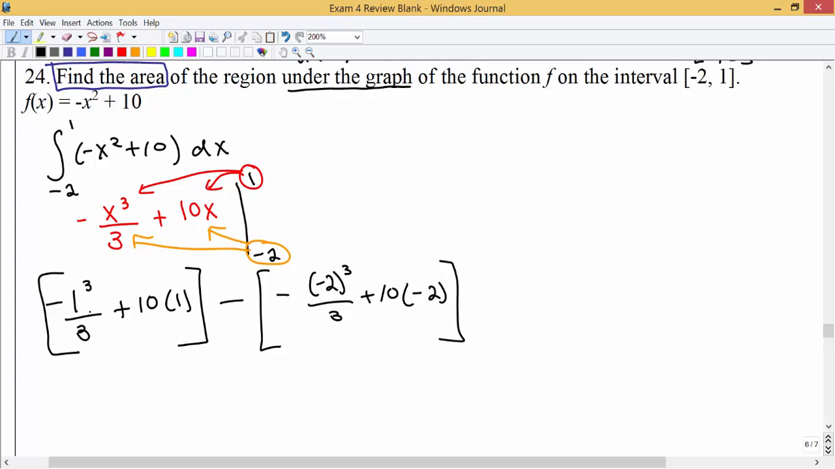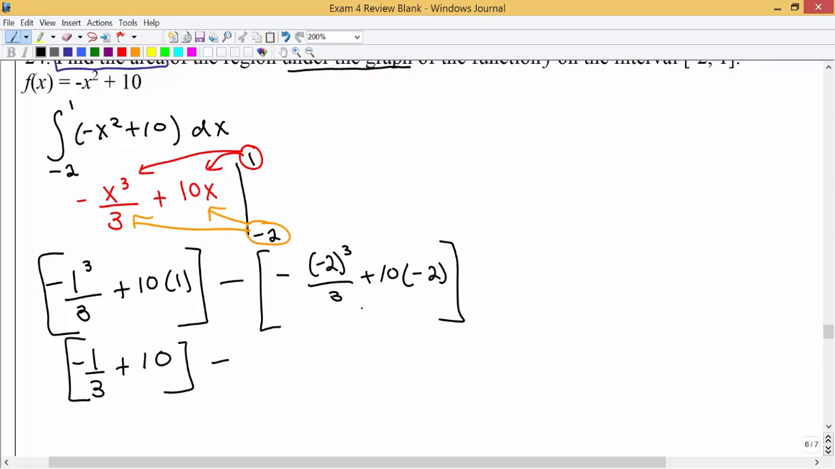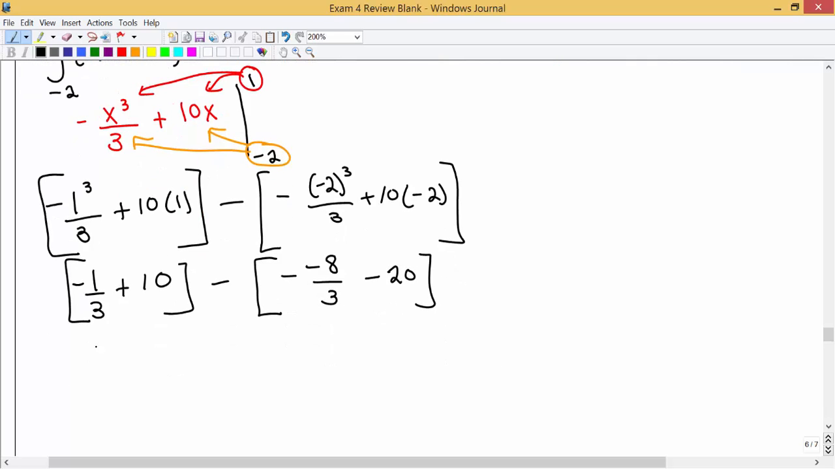So let's start simplifying. 1 cubed would be 1, and we have that negative out front, so that's -1/3, plus 10 times 1 would be 10. And let's simplify within the second part here. So -2 cubed would be -8 divided by 3. We have that negative that's hanging out front again, so we'll think about that in just a second. Positive 10 times -2 would be -20. So let's simplify a little bit more.